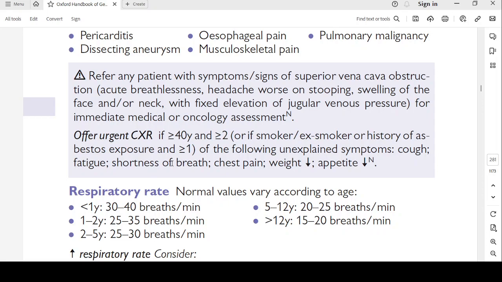What is this, more than two and more than one? Okay, more than two of the following unexplained symptoms are present, or more than one of the following symptoms are present. That's what they meant. Like cough, fatigue, shortness of breath, chest pain, weight loss, appetite loss.